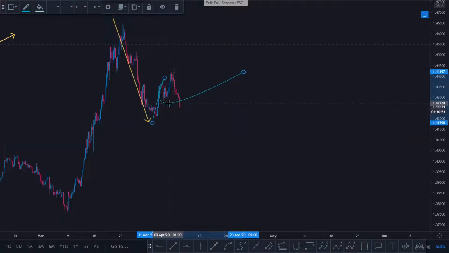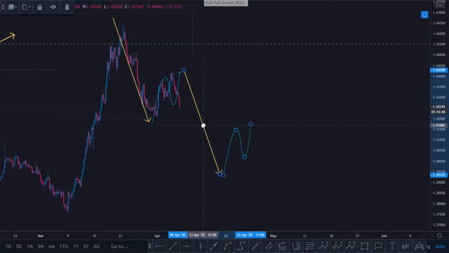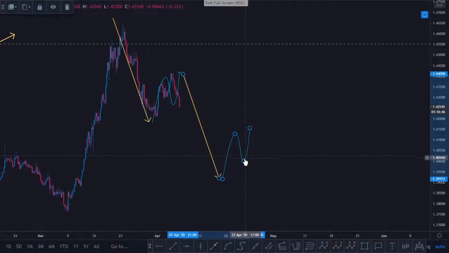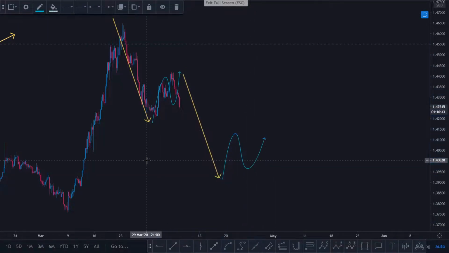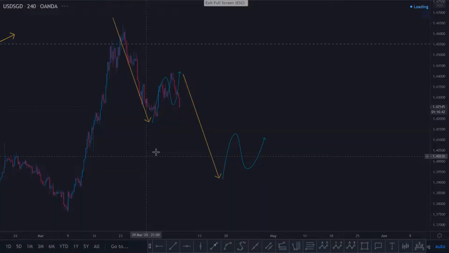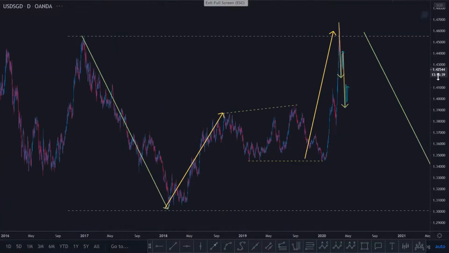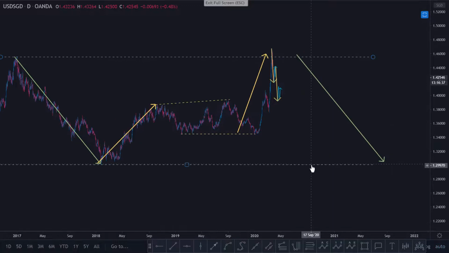Not quite sure what this is doing yet. We might have seen the end of it already. And we're seeing impulse to the downside. And any correction like this is a sell all the way down to this 1.3 level.